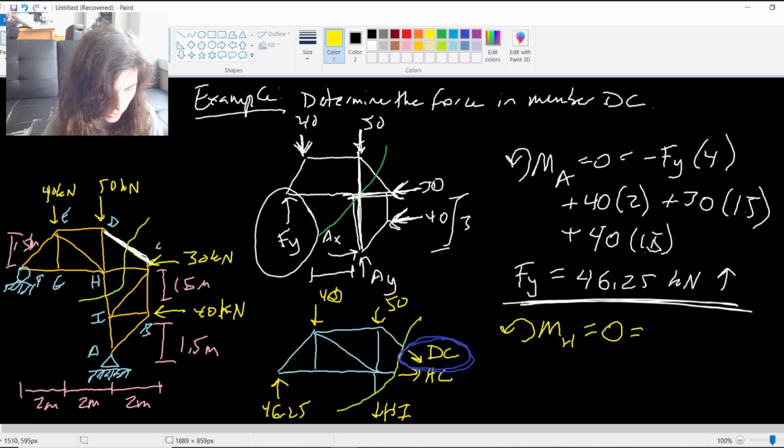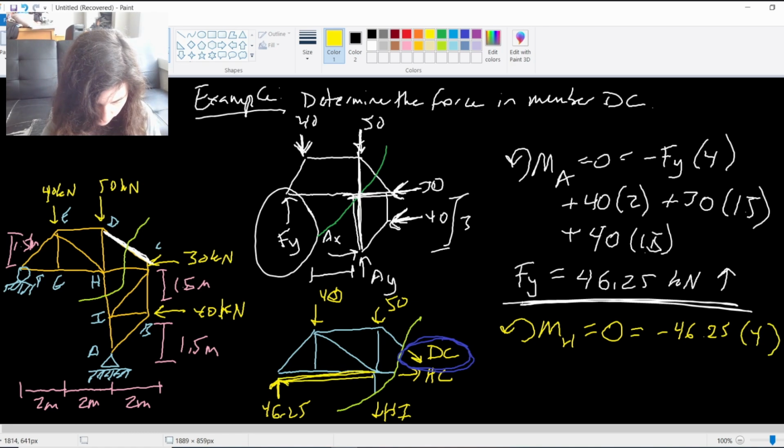Right, so if the moment about H is 0, I have the Fy applied force, 46.25. It is 4 meters away from H, right? This distance here is 4 meters. Negative as it's going clockwise. Then walking on down the line, I've got 40. It is going counterclockwise, so it's positive. And here it is 2 meters away from point H.